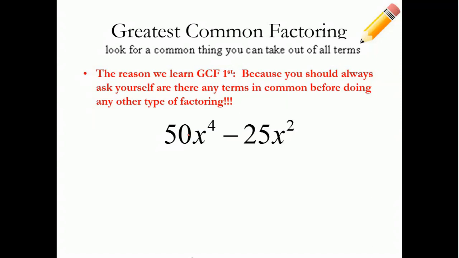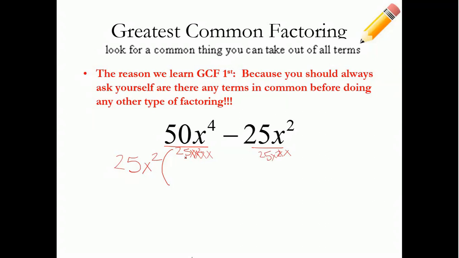Let's see if there's a greatest common factor. Well, 50 and 25, I think they share a number. And I'm pretty sure they both can have a 25 divided away, right? Now, what about my x's? I have 4 x's here, and I have 2 x's here. Well, at most, both of them have 2 x's. So I'm going to take an x squared out of both of them. Basically, I'm going to divide away an x squared. So let's divide both of these pieces by 25x squared.